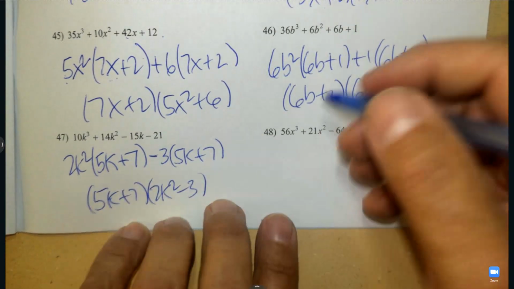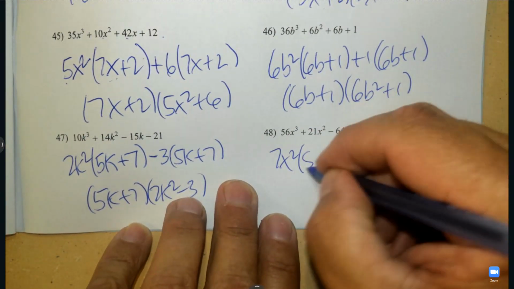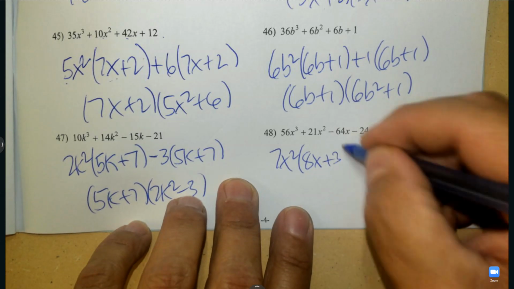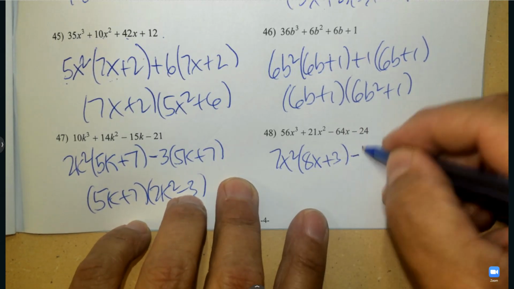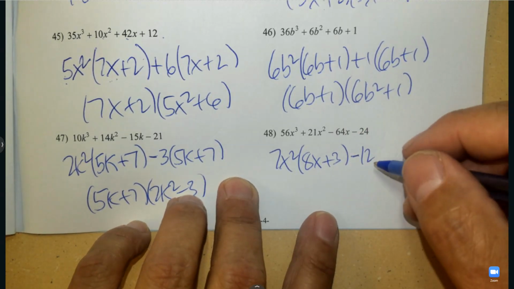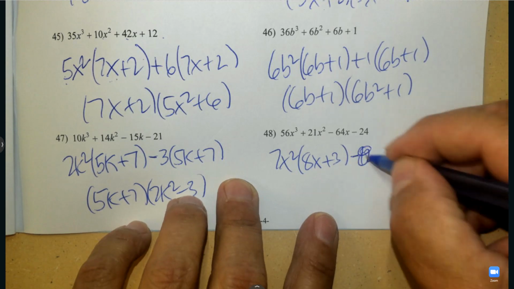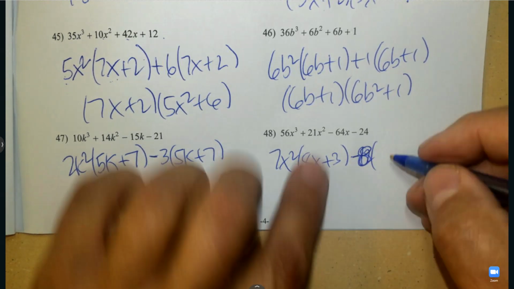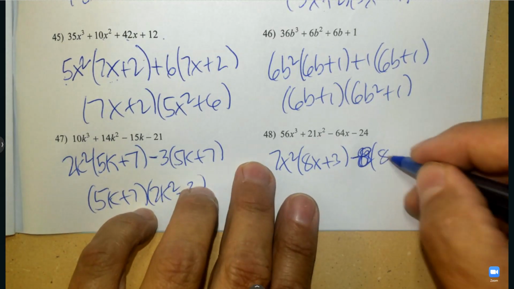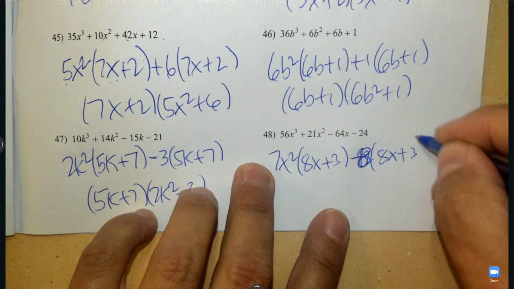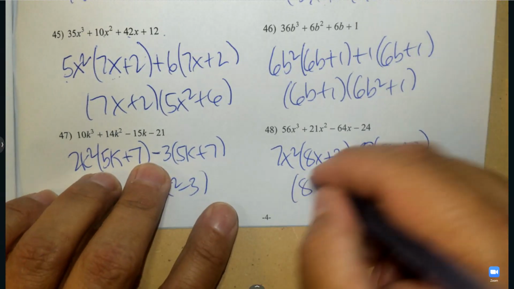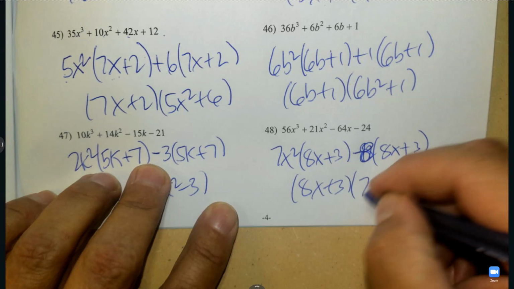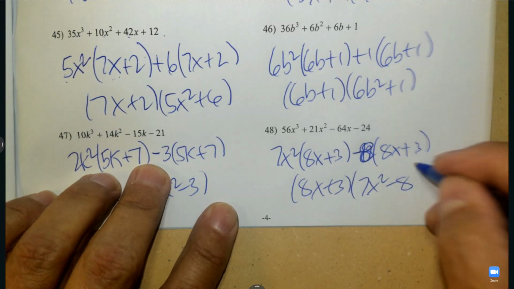Look at the first two. 7x squared, divide. That's 8x plus 3. Look at the next one. That's negative 12. No, negative 8. Sorry. Divide, and you get 8x, of course, plus 3, right? Because that's how it's going to work. So we have 8x plus 3. We have 7x squared minus 8.